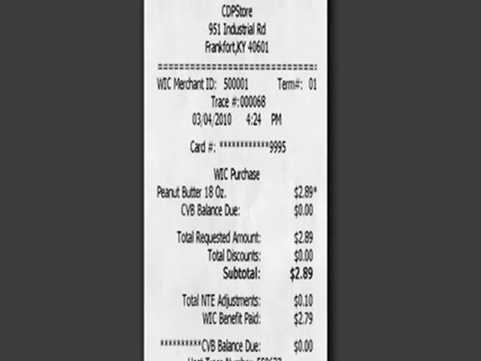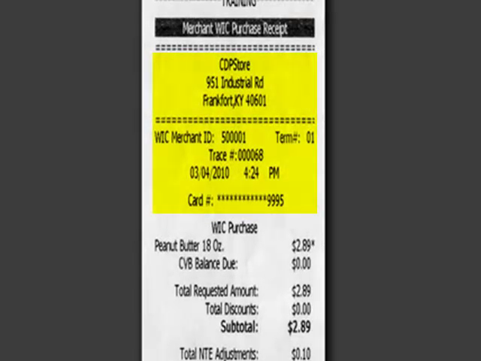Now, looking at the merchant receipt, you'll see the top portion of the receipt is identical to the receipt given to the participant. The merchant receipt will show WIC purchase and list the items purchased. The dollar amount associated with the food item purchased is shown on the receipt as total requested amount.